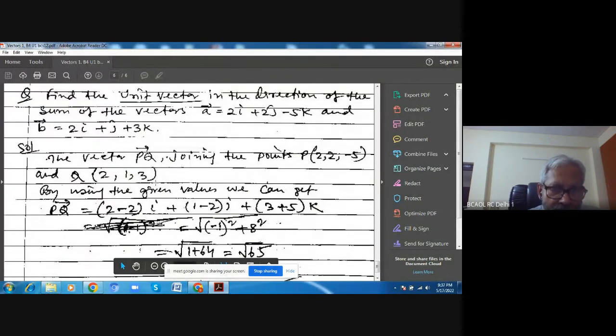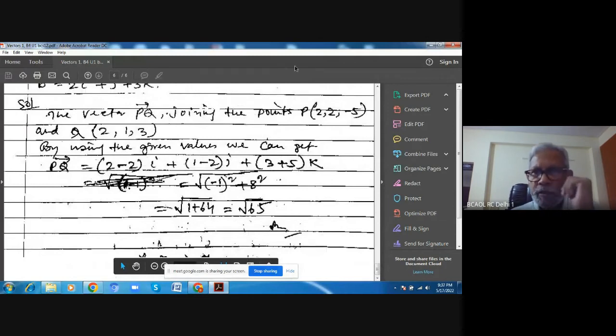So vector PQ, and you are finding it by joining the points, both of these. So in this case, it is the direction of the sum of the vectors. Direction of the sum of the vectors. So simply you can do it.